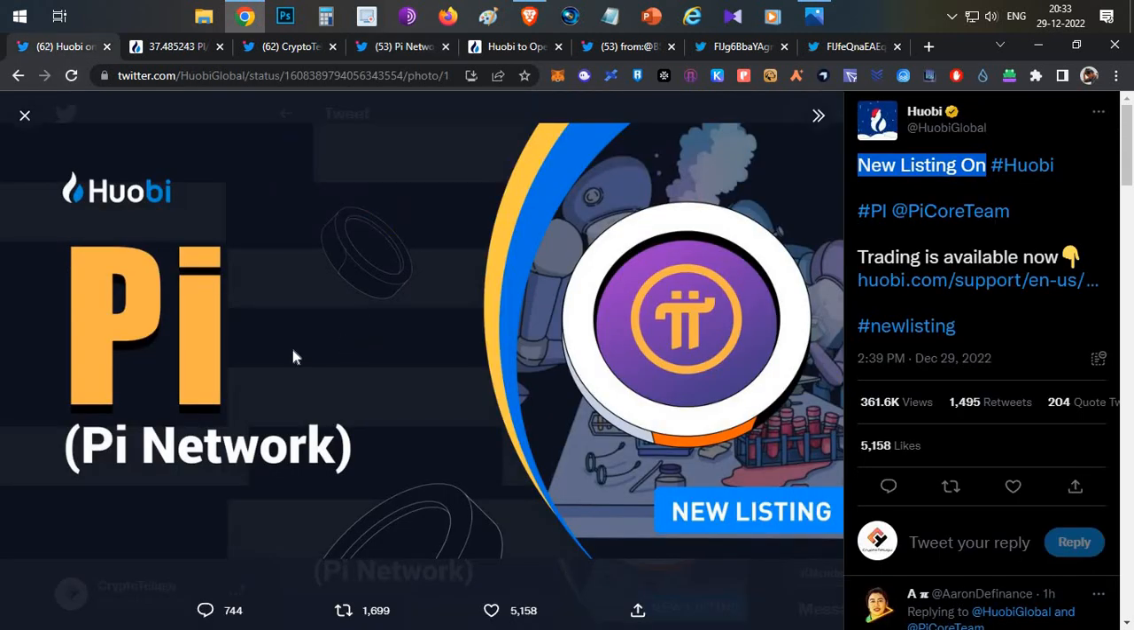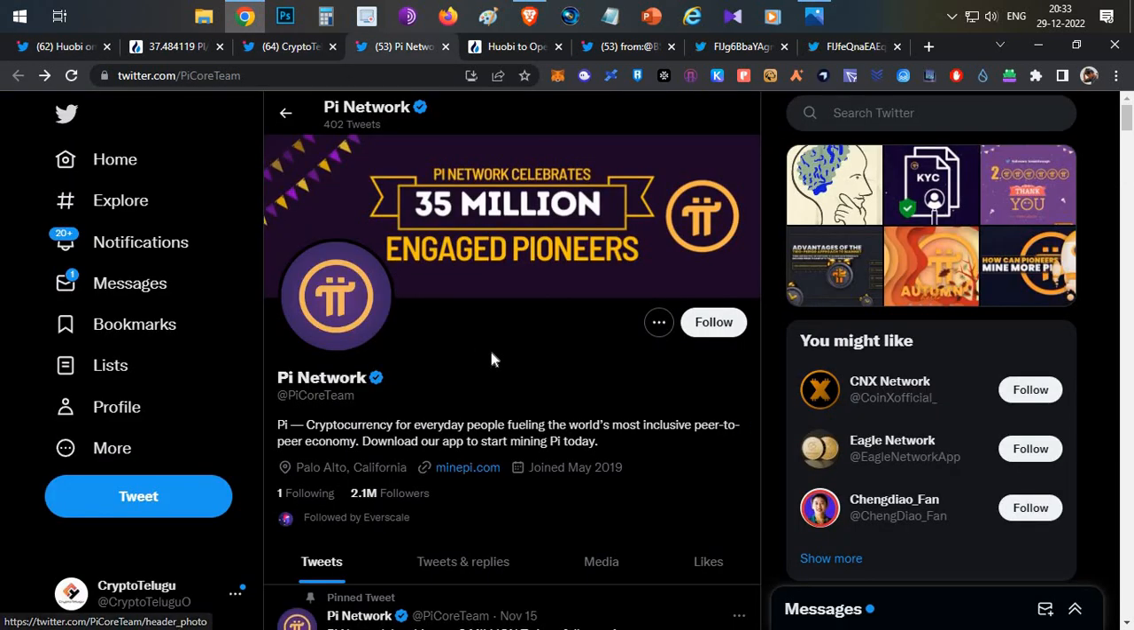So that's all, guys. That's all about Pi Network and its controversial listing on Huobi exchange. We don't know why Huobi has listed this token, and they haven't mentioned anywhere about IOU or anything, but they are not allowing any deposits or withdrawals.